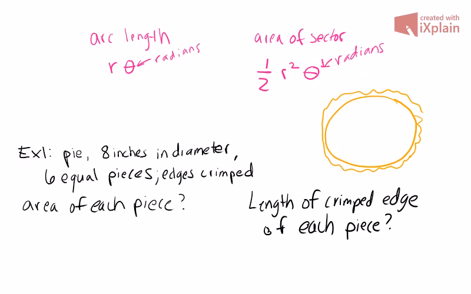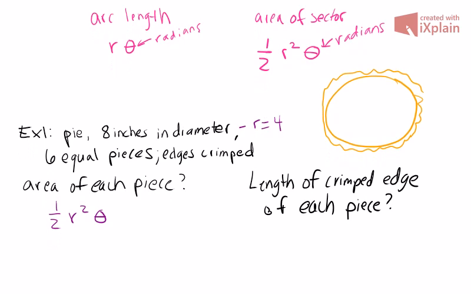So let's think about the area of each piece first. So the area is my area of a sector. So I know that I'm going to have my 1/2 r squared theta. So I'm going to need to know my radius and my angle. So I know that if I have 8 inches in diameter, the radius is half of that. So this tells me that my r is 4. An 8-inch diameter translates to a 4-inch radius. Alright, so for each of these pieces, I've got a 4-inch radius.